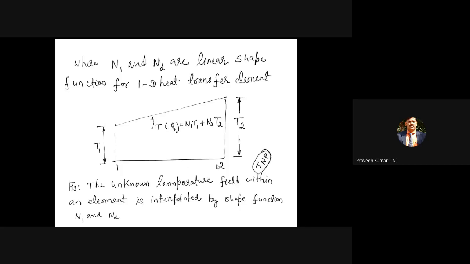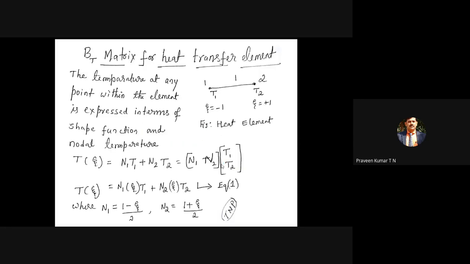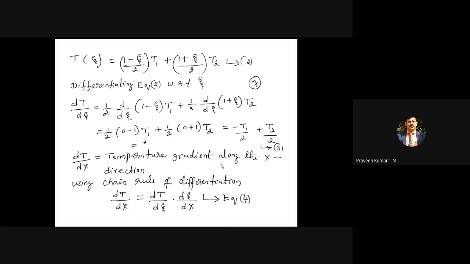Hence, how the temperature changes from one end of the element to the other end: at xi equal to -1, what is the temperature? At xi equal to 0, what is the temperature? At xi equal to 1, what is the temperature? That is the variation of the temperature along the element. So dT by d xi is the variation of the temperature along the element. We can get it once we know the temperatures T1 and T2 and N1 and N2.